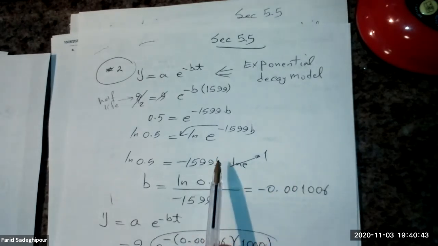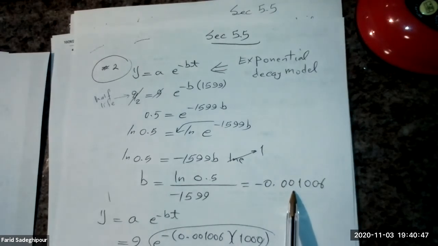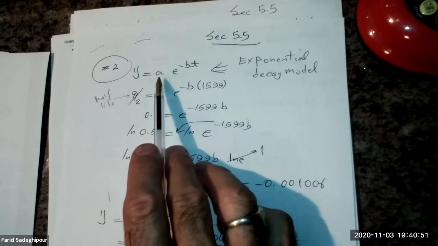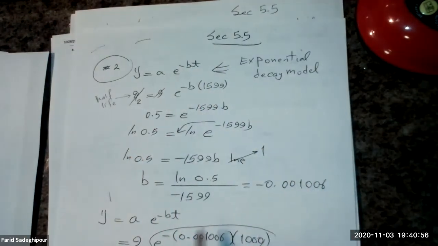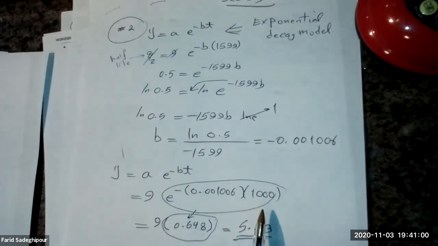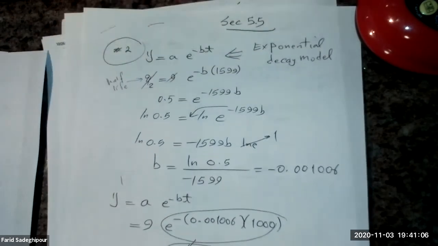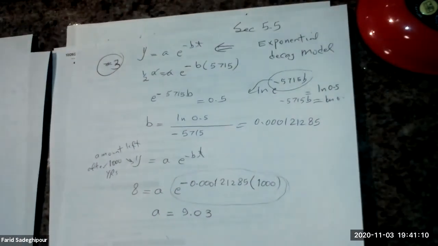To find B by itself, you divide both sides by 1959. In this problem, right after you find the B, you take the B and you put it into the original equation. So now it is A e to the power of this B and T, which are given. That helps you to calculate the Y value. And the next problem is very similar, to use this exponential decay model.